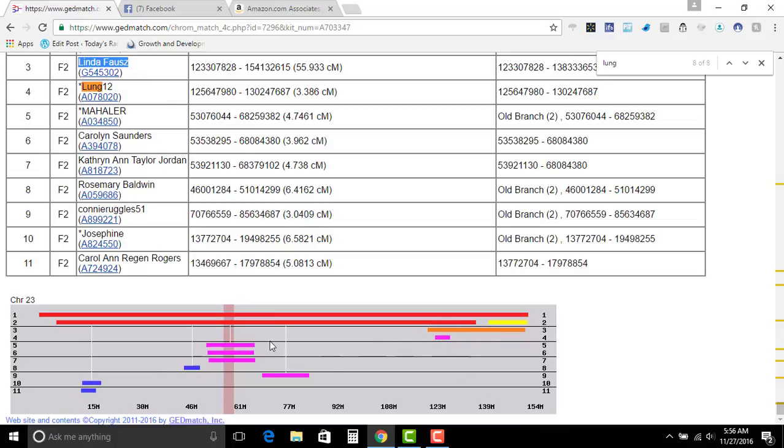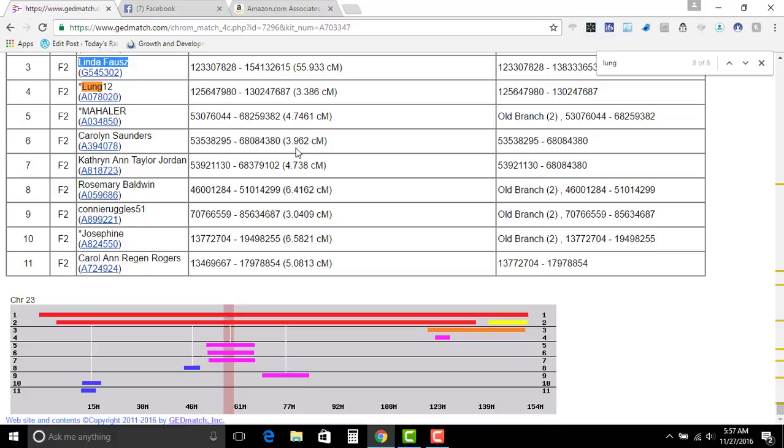But then you'll see things like this right here. We're number 5, 6, and 7. Since they're so closely lined up, most likely right there, that's going to be one ancestor. It's just most likely.